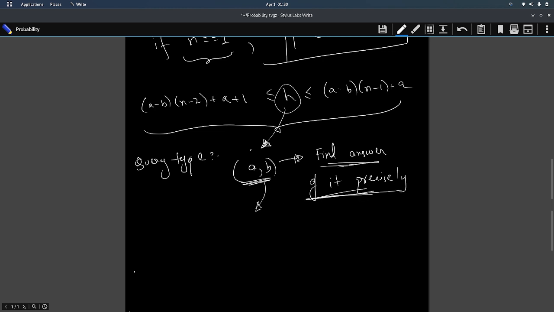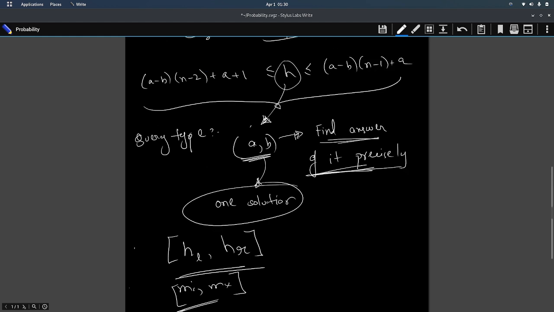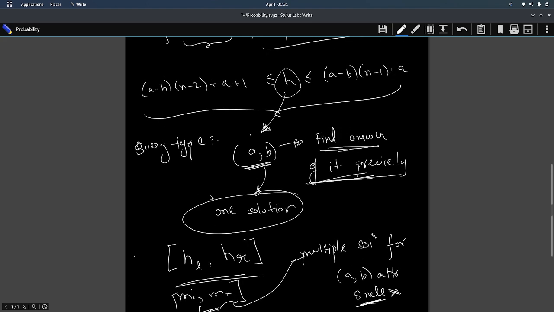Basically, is there one solution for this? Is there one solution of height? We have a given height range, let's say HL to HR, with min and max. And if in this range there are multiple solutions for the snail with attributes a comma b, then we just print -1 for that snail, and if there aren't, then we don't.